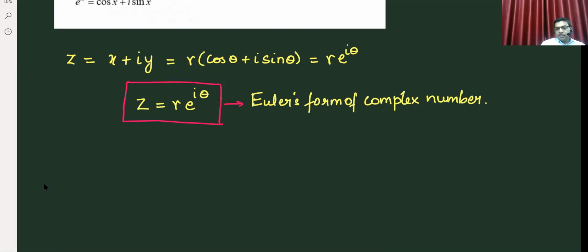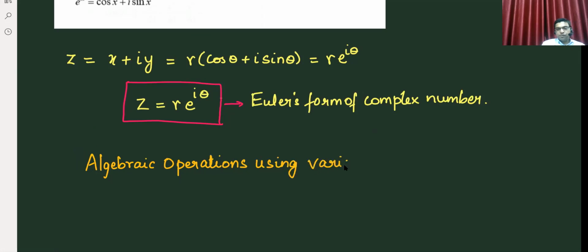All right. In CBSE, Euler's form is not introduced. However, for all JEE questions and any entrance exam questions, Euler's form will be so useful. I will explain in the next class. Algebraic operations. Next class will be this. Algebraic operations using various forms of complex numbers.